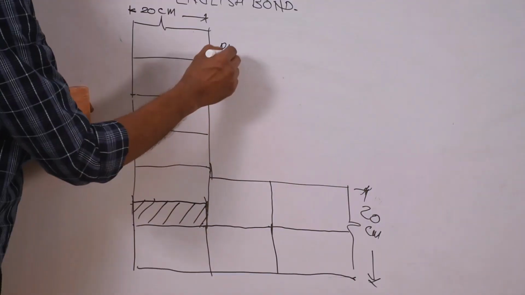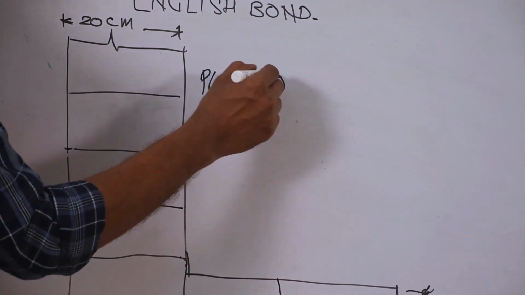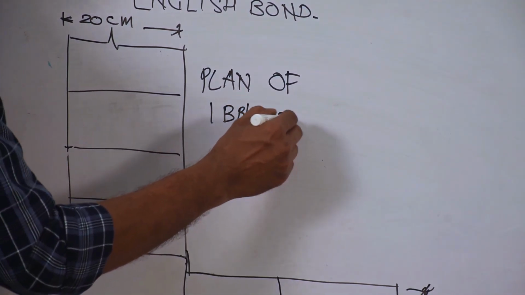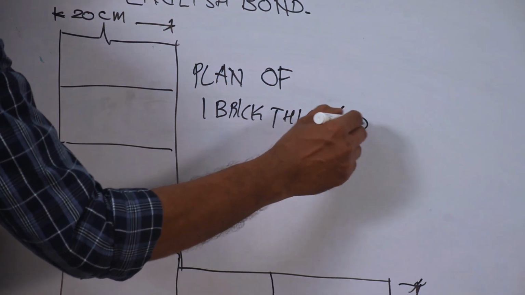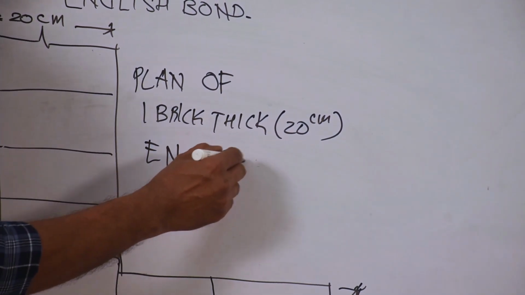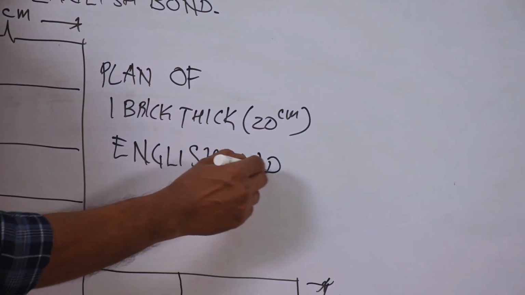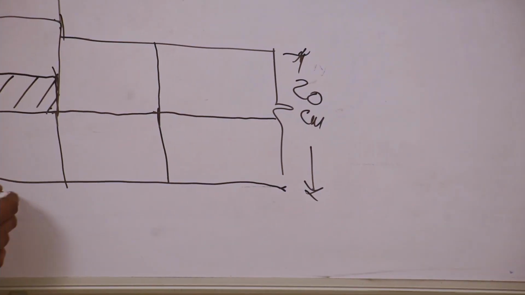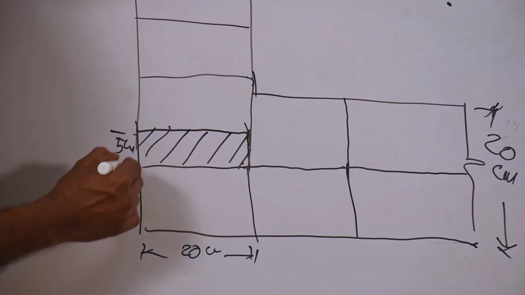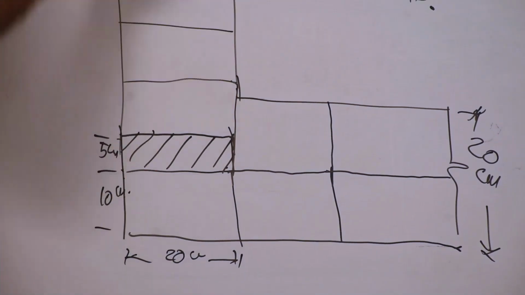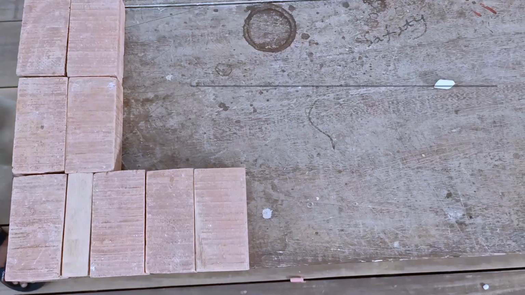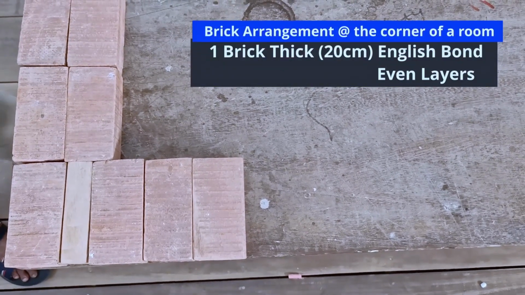So this is the plan or top view of one brick thick, that is 20 centimeter English bond. English bond. Okay. So this is 20 centimeter. In this direction, this is 5 centimeter, this is 10 centimeter. Now we completed the top view of the first layer, English bond one brick thick, that is 20 centimeter.